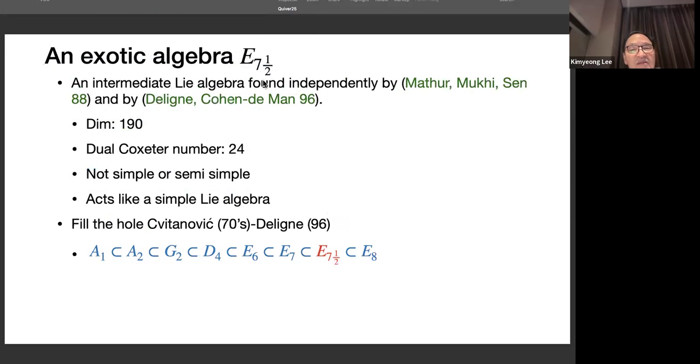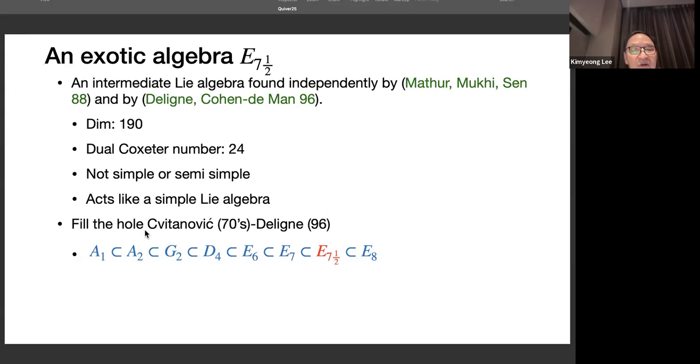Now, exotic E7.5 is an intermediate Lie algebra discovered independently by Mathur, Mukhi and Sen, and by Deligne, Cohen and de Man. Its dimension is 190, its dual Coxeter number is 24, and it's not really a Lie group, so one cannot say it's simple or semi-simple, but it acts like a simple Lie group, Lie algebra.